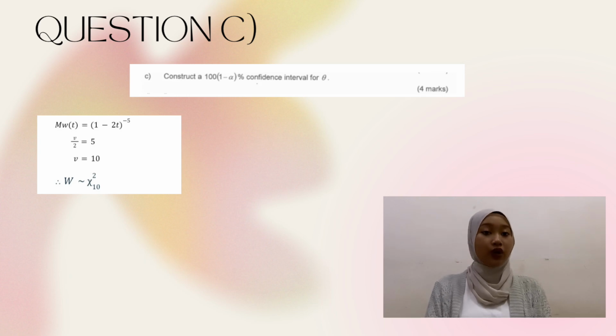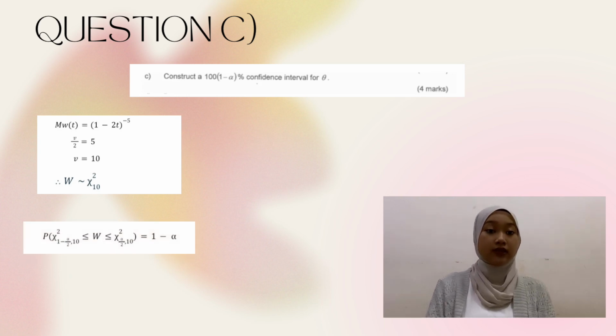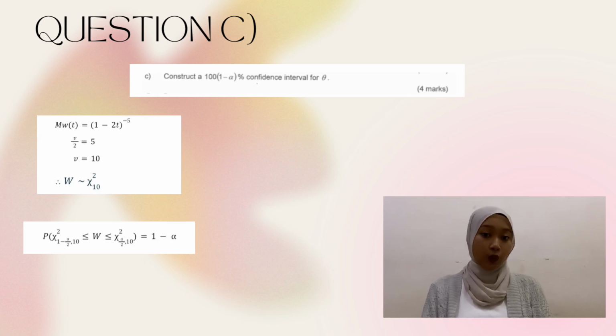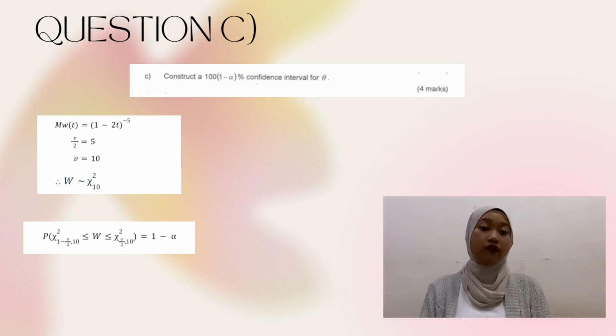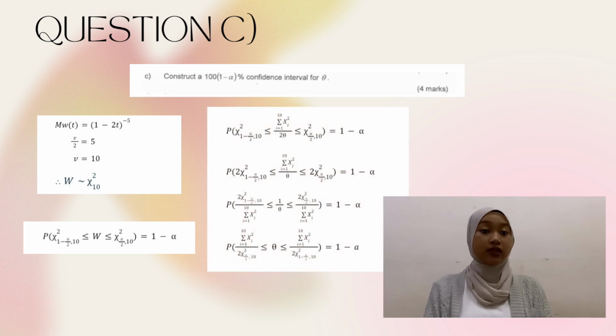To find the 100(1 minus alpha)% confidence interval, I choose to use the chi square distribution because it is simple and easy. First of all, we write the general form of the chi square confidence interval, which is probability of chi square 1 minus alpha over 2 with V equal to 10 less than or equal to W less than or equal to chi square alpha over 2 with V equal to 10 equal to 1 minus alpha. Next, we substitute W with its given equation from B, which is the summation of xi squared from 1 to 10 over 2 theta.